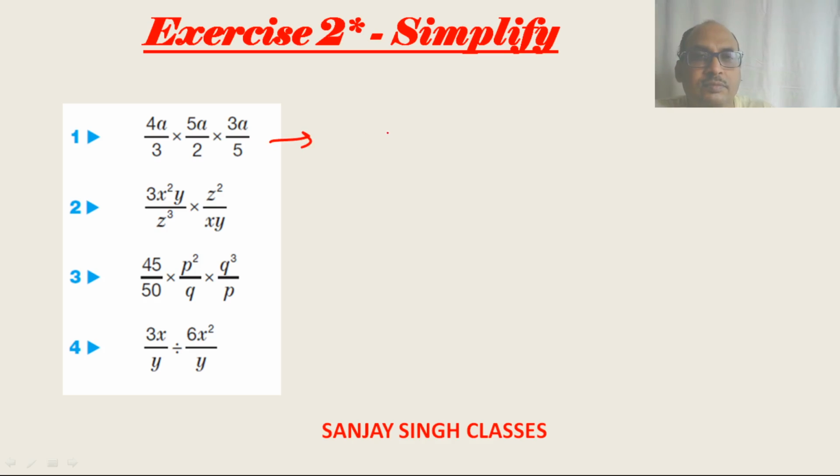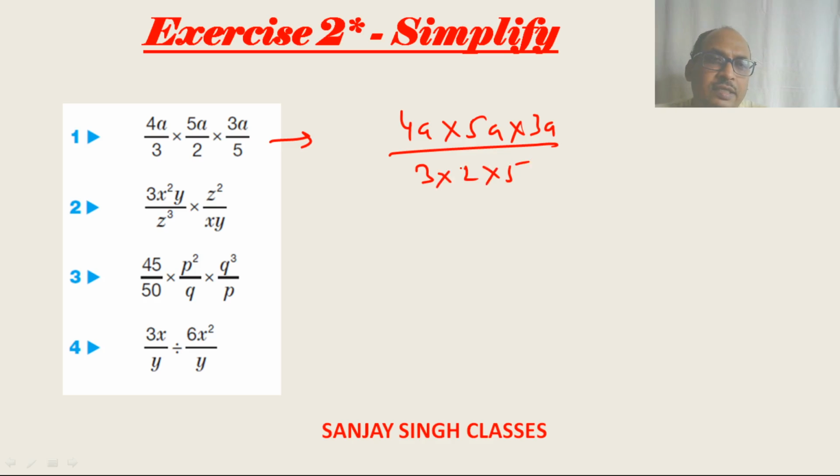Here 4a by 3. If we want, we can write all of them multiplied like this: 5a into 3a, divided by 3 into 2 into 5. Like this also we can write. So this 5 got cancelled. This 3 got cancelled. This 2 has cancelled. This 4 has 2. Okay. So now we have got 2 into a into a into a. So 2a cube.